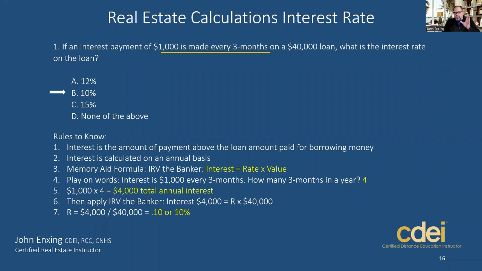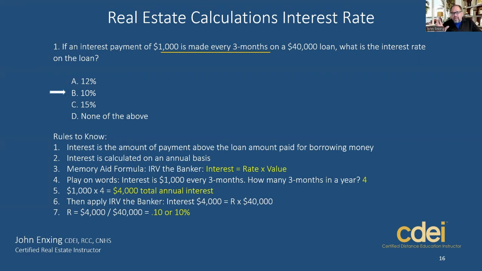let me just circle back and emphasize reading the question, the play on words. It's underlined: $1,000 interest made every 3 months. As humans, our nature is to gravitate to a math problem and only pull numbers out. So if we read this too quickly and we see $1,000 and 40,000 and we know the formula, then we end up taking 1,000 divided by 40,000, and we search for that answer.